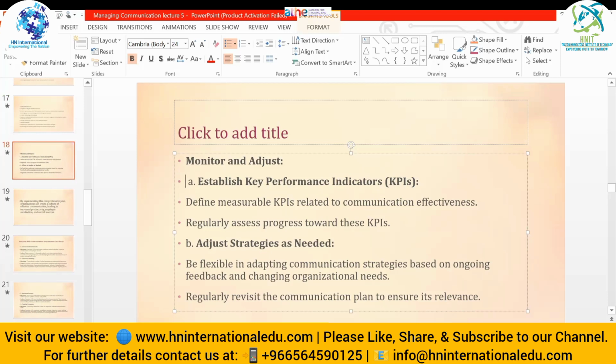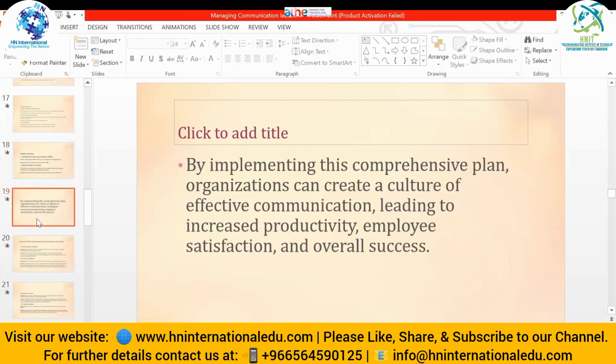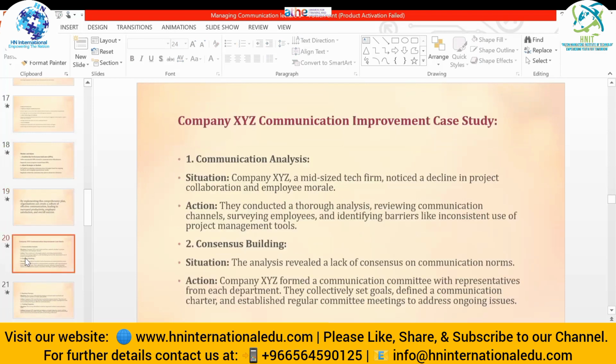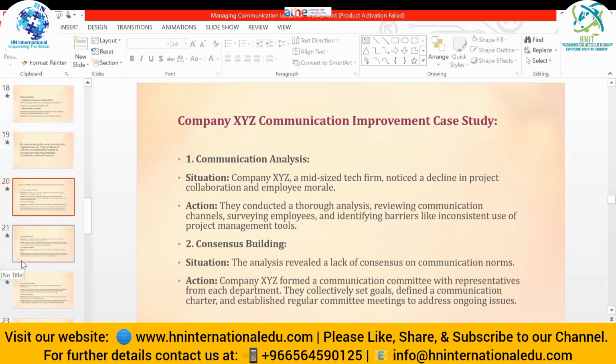This is the best thing which we can do. Whatever plan we have made, even as a person, we should revisit it again and again. We should revise it. We should read it again and again so that we know what our goals are. And by implementing this comprehensive plan, organizations can create a culture of effective communication, leading to increased productivity, employee satisfaction, and overall success as well. Now we are going to discuss the communication plan according to an organization, which is an assumed one.